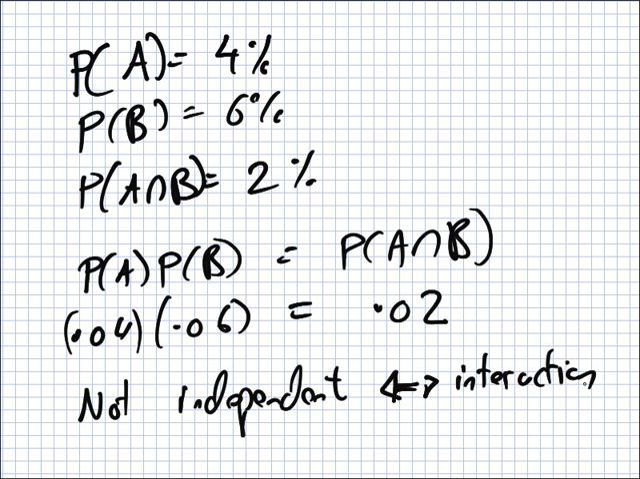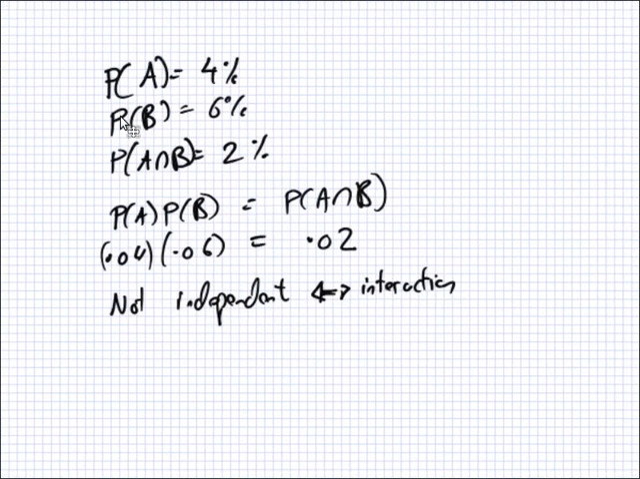Can I scroll down? Interaction is the same as saying not independent. This is very important for biology and for medicine. You want to know if your diseases and your illnesses are independent or not, or if there's an interaction between things.